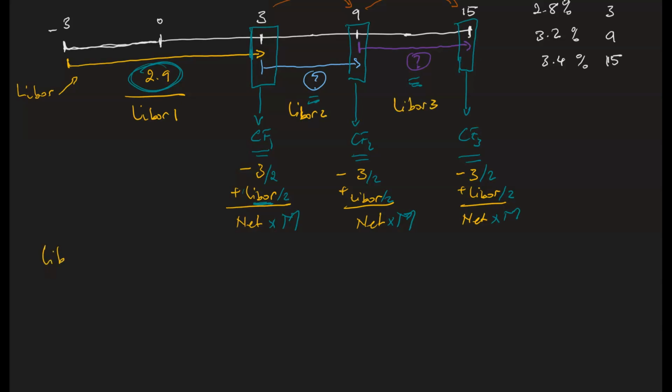So LIBOR 1 is equal to 2.9%, and that's given to us. LIBOR 2 is going to be equal to the following. R2, and R2 would be R9, so I'm going to call it R9 T9 minus R3 T3 divided by, I'll use a different color here to make it readable.